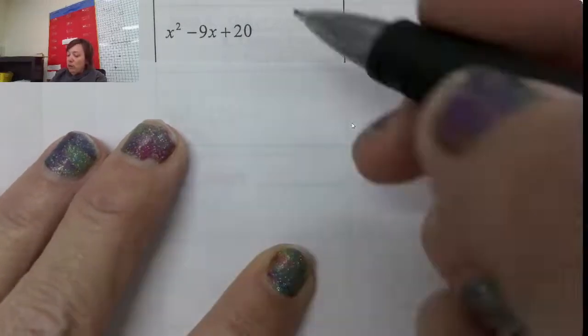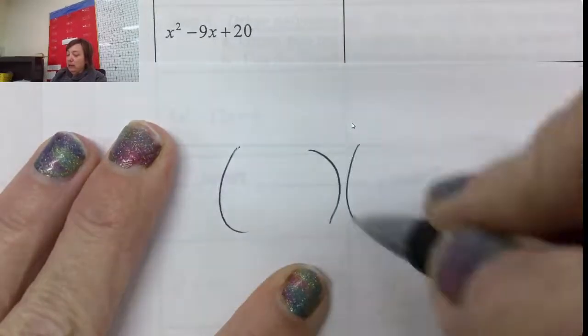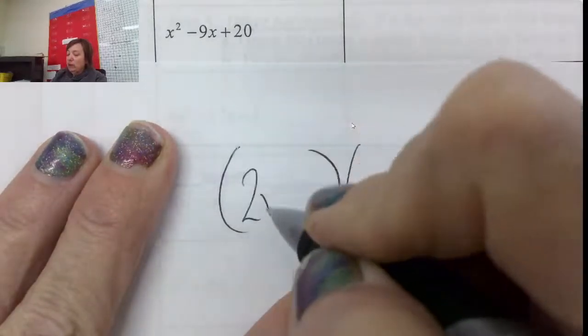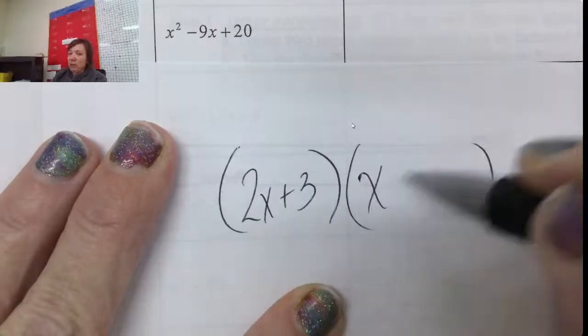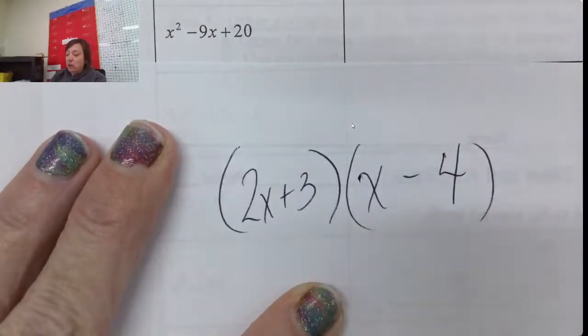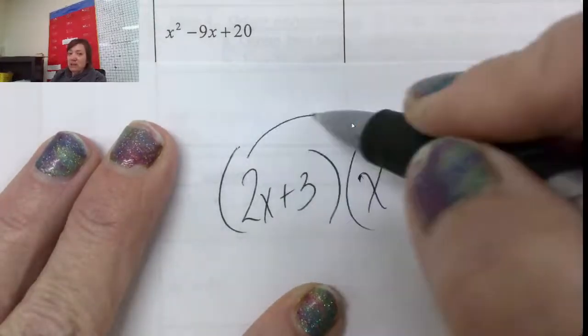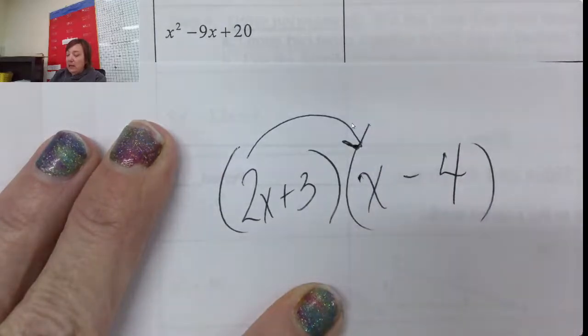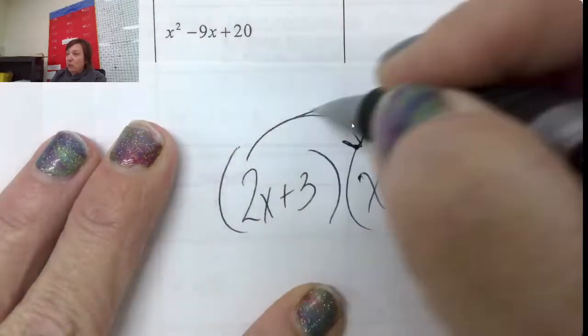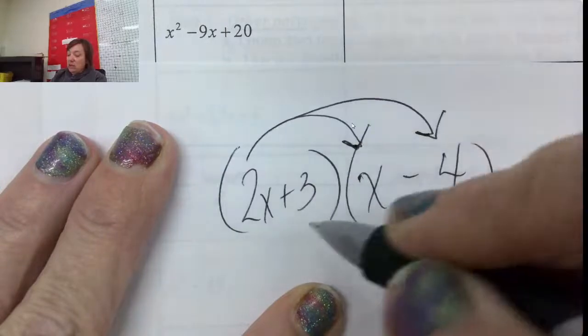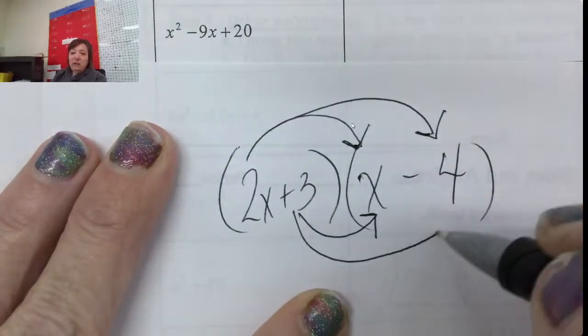So, y'all remember yesterday when we had like 2x plus 3 times x minus 4 like this? And we multiplied this 2x times this x. And this 2x times this negative 4. And this 3 times this x and this 3 times this negative 4.